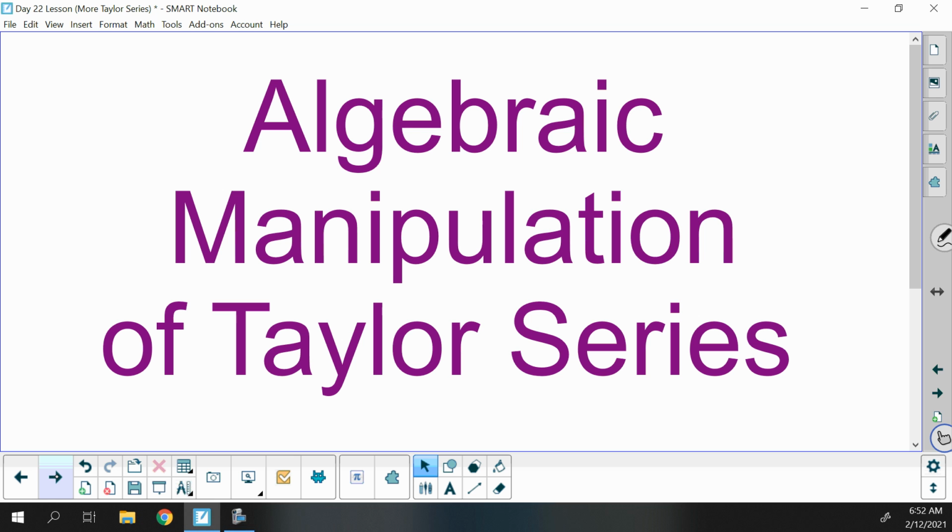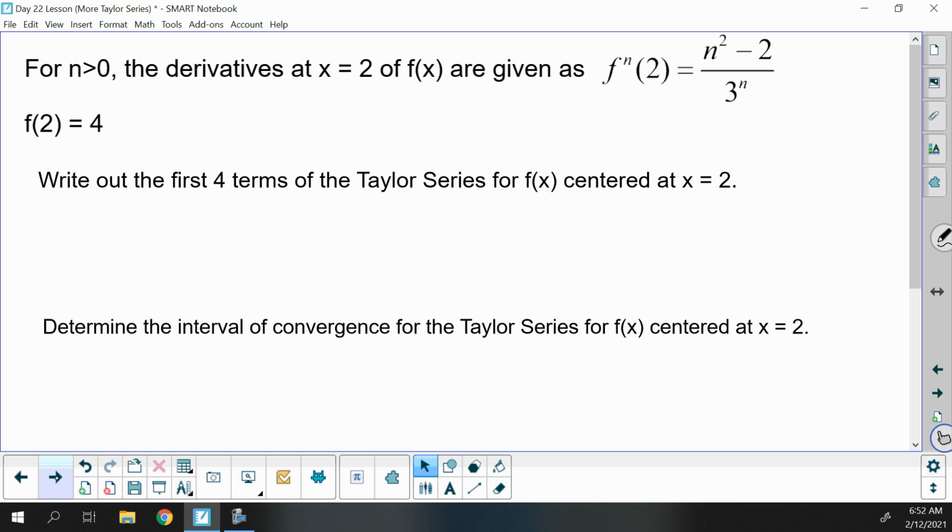All right, so today we're going to look at using our Taylor series and manipulating them algebraically to get new series. So we're going to work at x equals 2. Because that's our center, notice this is not a Maclaurin. That represents all of our derivatives. And our initial value at 2 we said was 4. So we want at least our first 4 terms.